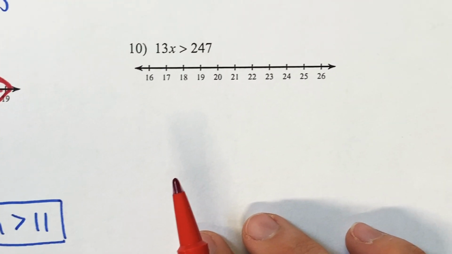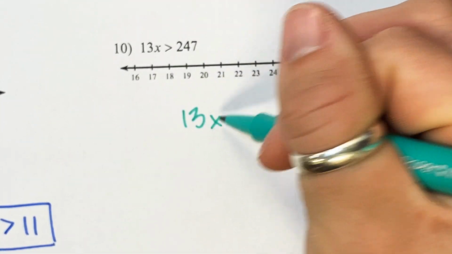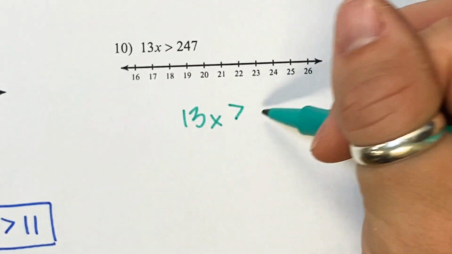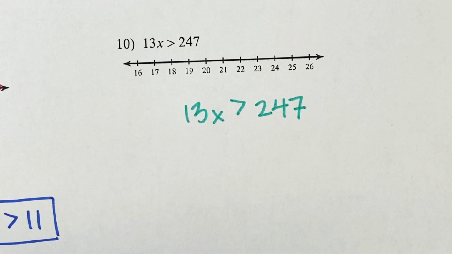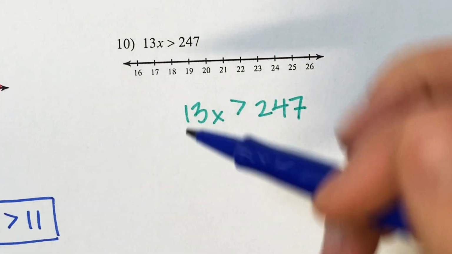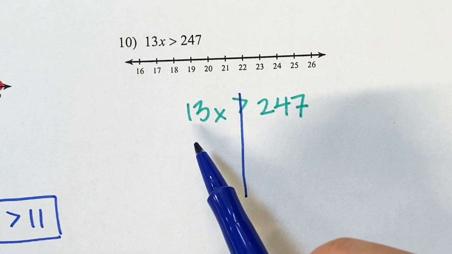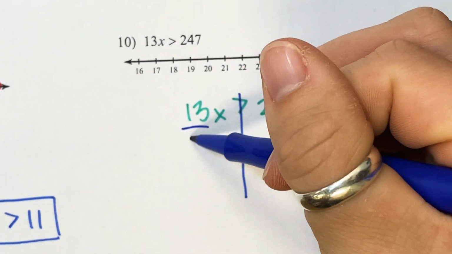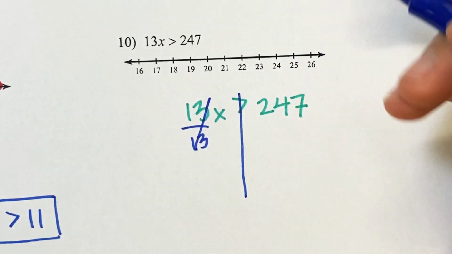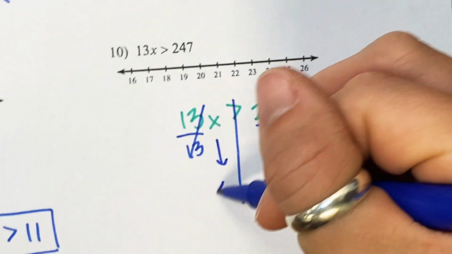Okay, number 10. So let's rewrite it. So this time it's saying 13 times something is greater than 247. So let's draw our line down our equal sign. So 13 times x. What is the opposite of times by 13? We divide by 13. That untied it. Now we do the same thing to both sides. Bring down what's left.